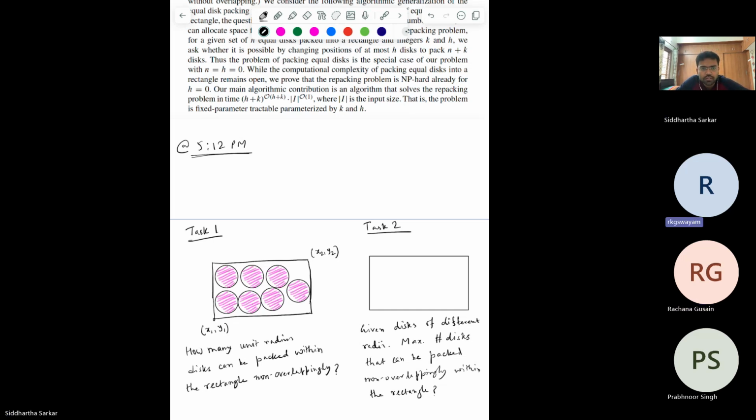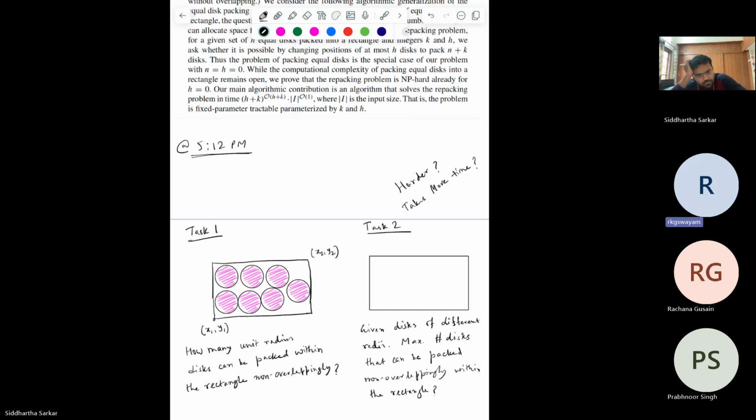Okay. So there are two tasks. The question is, which task is harder? Harder in the sense that it takes more time. I guess the second one. Yeah, the second one, because we have been given disks of different sizes.